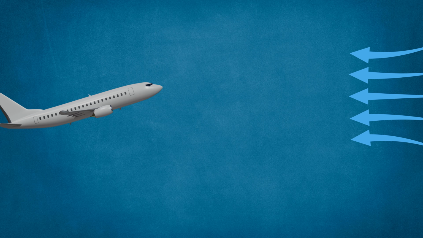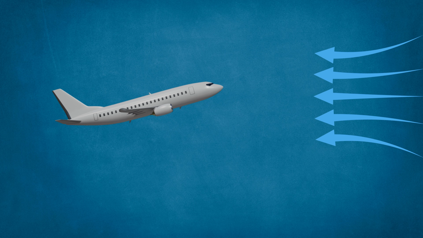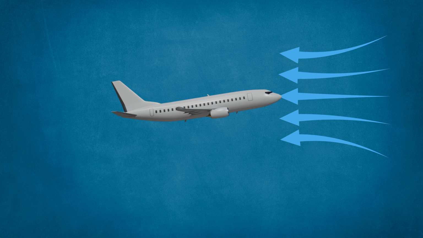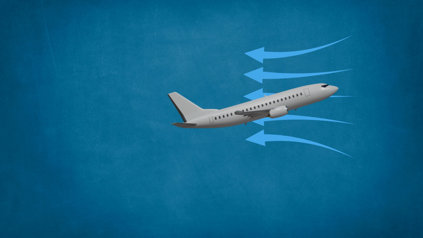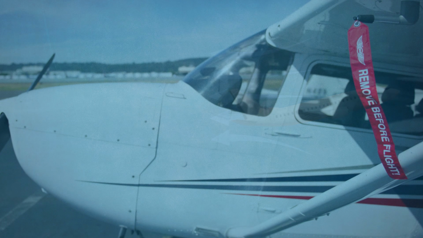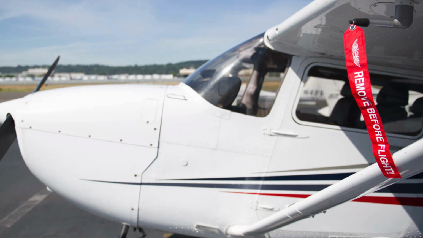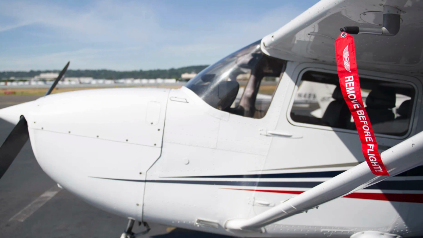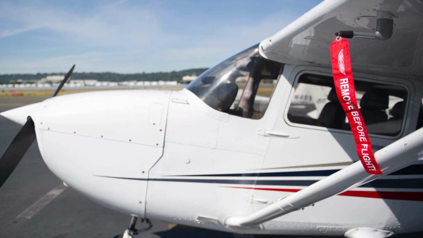When the aircraft is flying at high angles of attack, airflow becomes misaligned with the tube. This misalignment can slightly distort total pressure readings. On the ground, the Pitot tube should be covered to prevent dirt, water, or insects from clogging it. The cover is usually marked with "Remove before flight" as a visual reminder to the pilot.